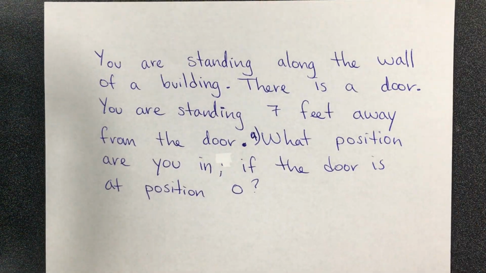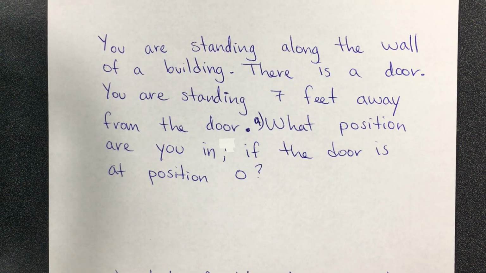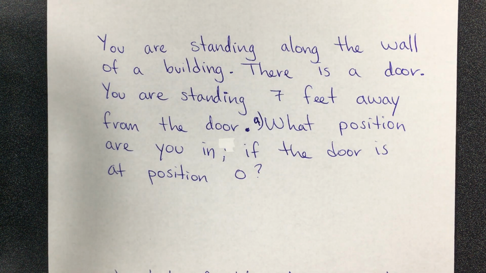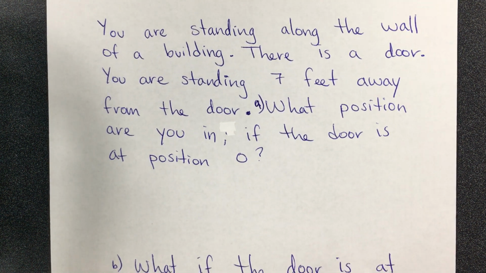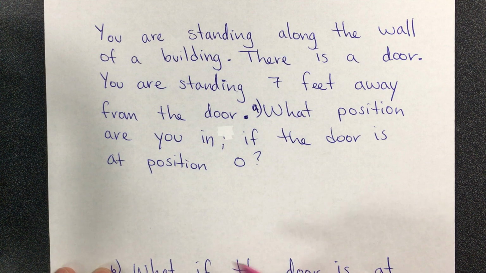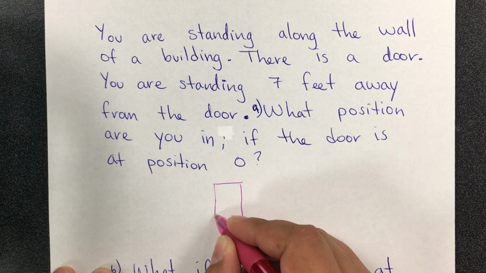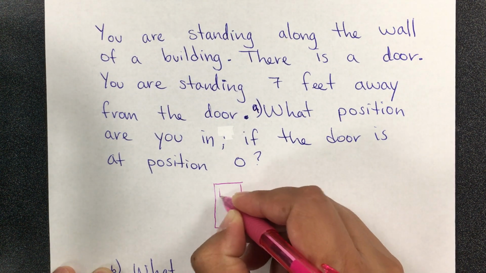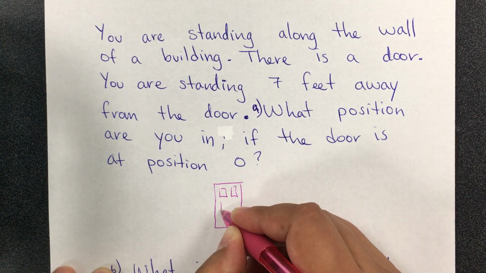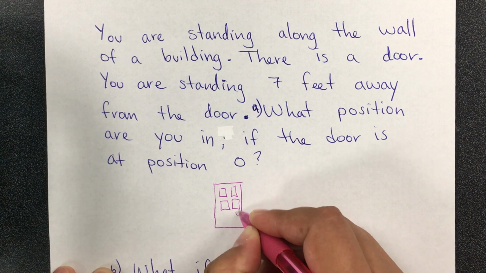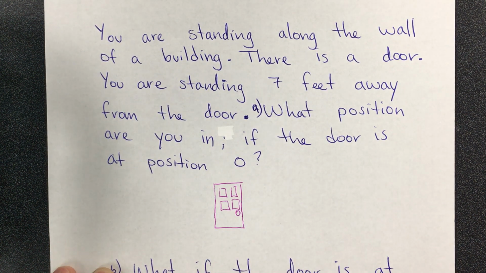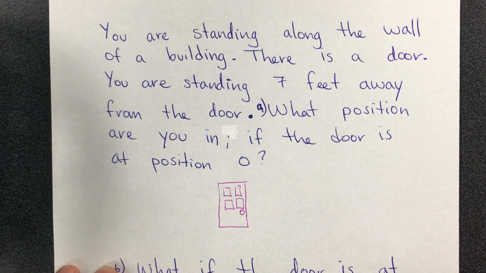So let's begin by looking at a word problem. It says you're standing along a wall of a building. There is a door and you're standing 7 feet away from the door. So I would like for you to take a minute right now and actually draw a door, and draw yourself being 7 feet away from that door. Okay, so I hope you did that already.